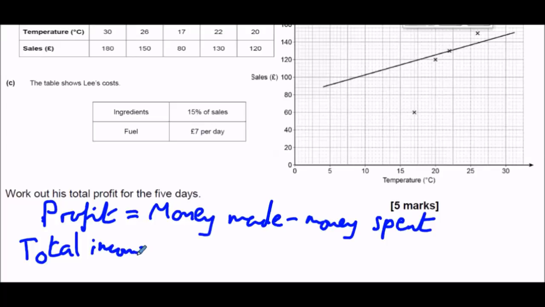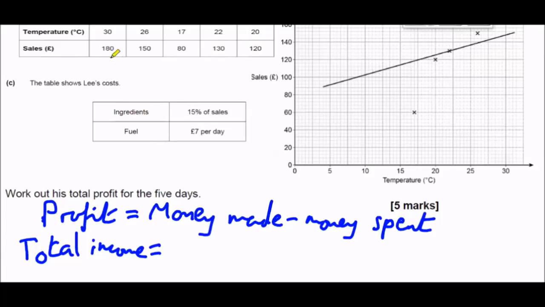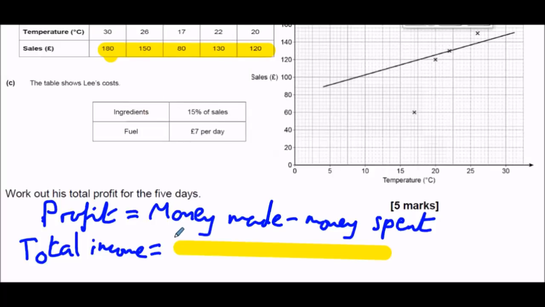So his total income is the grand total of all his sales. So if we have a look at all the sales he's got, it's all these values here. So his total income is going to be 180 first of all, plus 150, plus 80, plus 130, and finally plus 120.